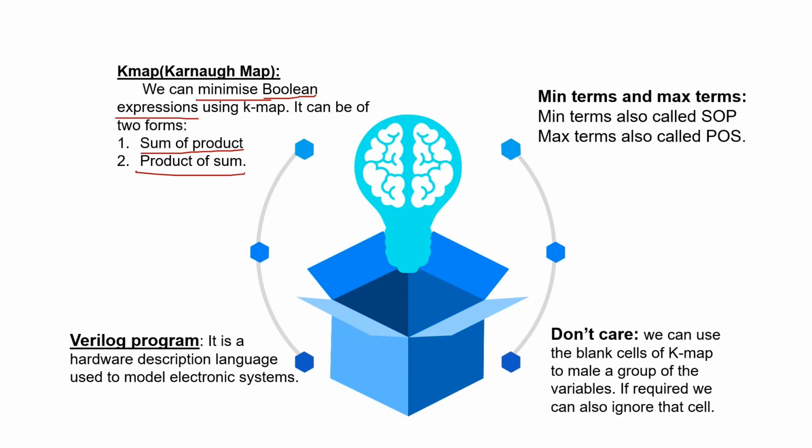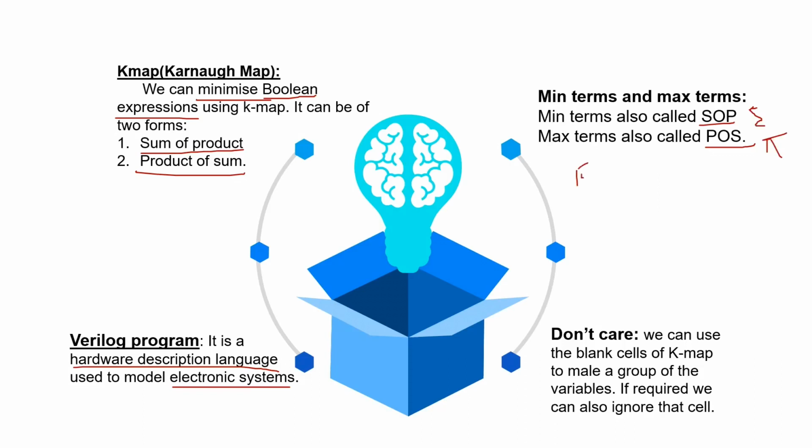We'll be implementing this using Verilog program. First of all, what is Verilog program? It is a hardware description language used to model electronic devices. HDL, which is used to model or which is used to implement it in electronic systems. Then we have min terms and max terms. Min terms, it is also called as SOP, that is sum of product, and max term is also called as POS, which is product of sum. Min terms are represented as sigma, and max terms are represented as pi in the Boolean expressions.